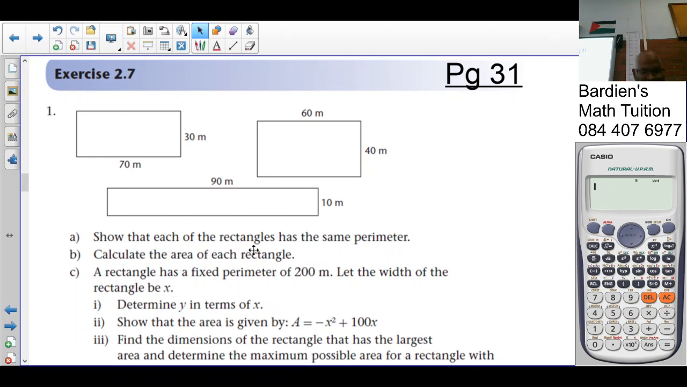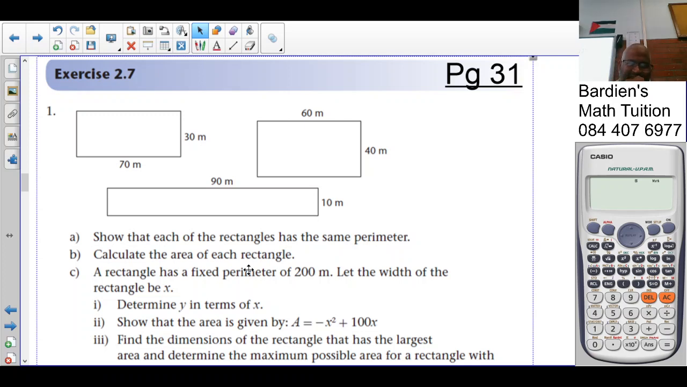So it says show that all the rectangles have the same perimeter. That wasn't the issue. Then it says calculate the area of each of the rectangles. That shouldn't be the issue. What you should have noted there is that even though the perimeter is the same, the areas differ for each and every one there. Which means there will come a point where, with this perimeter of 200, you will have the maximum area that will occur for this given rectangle.